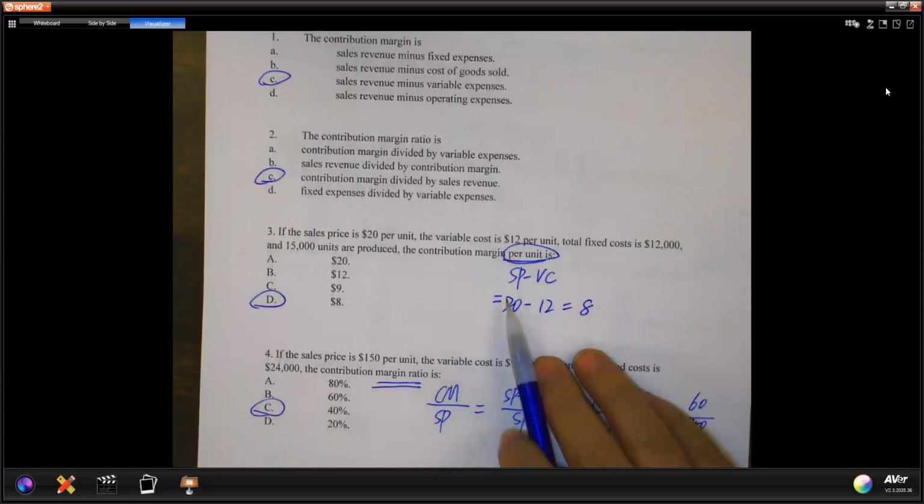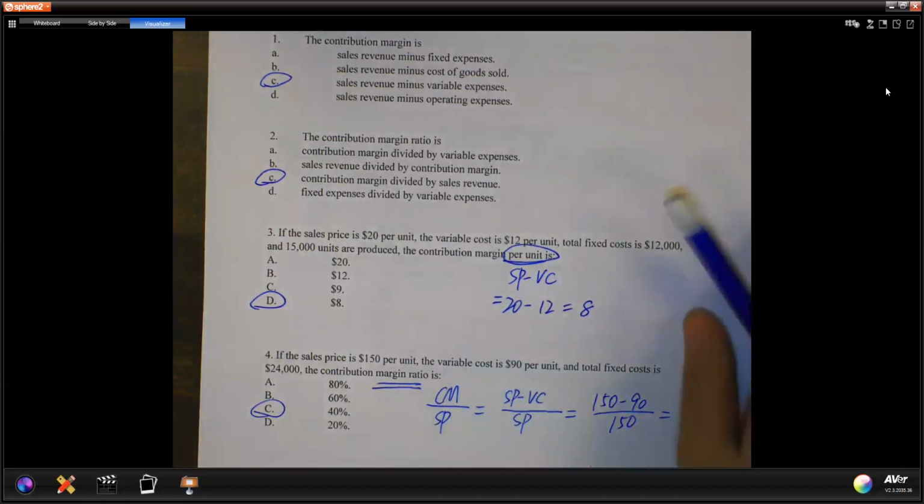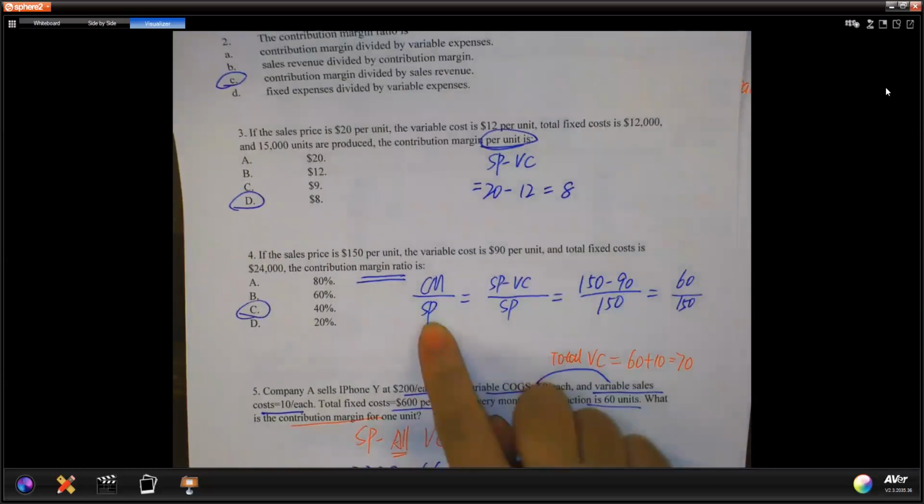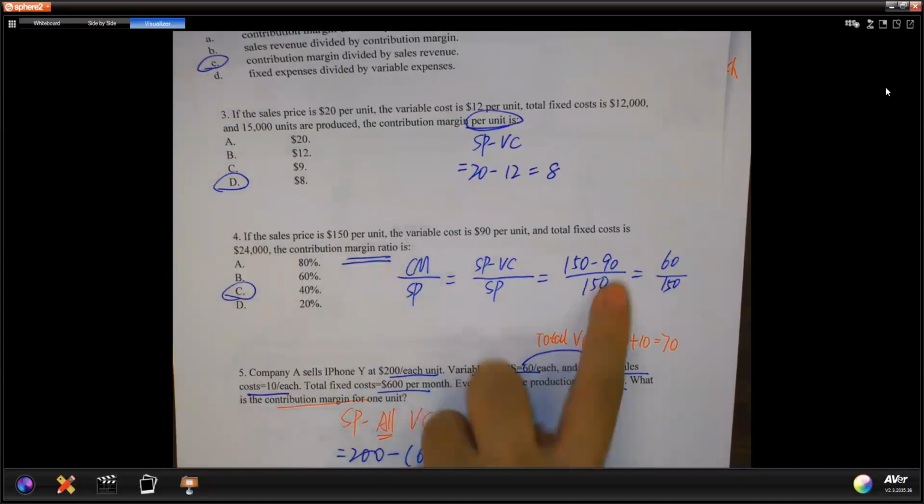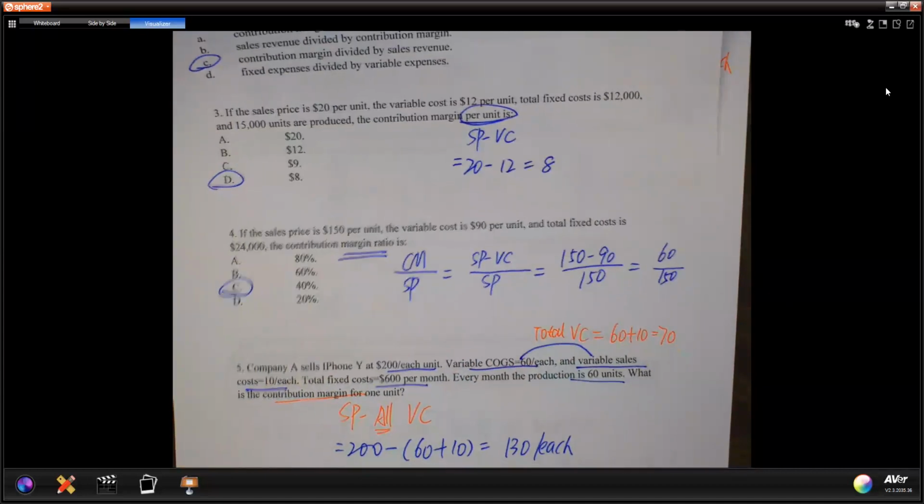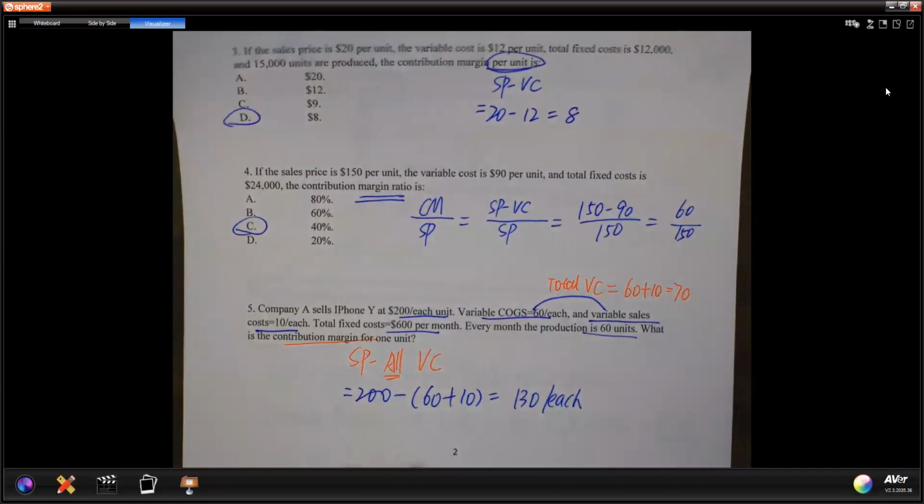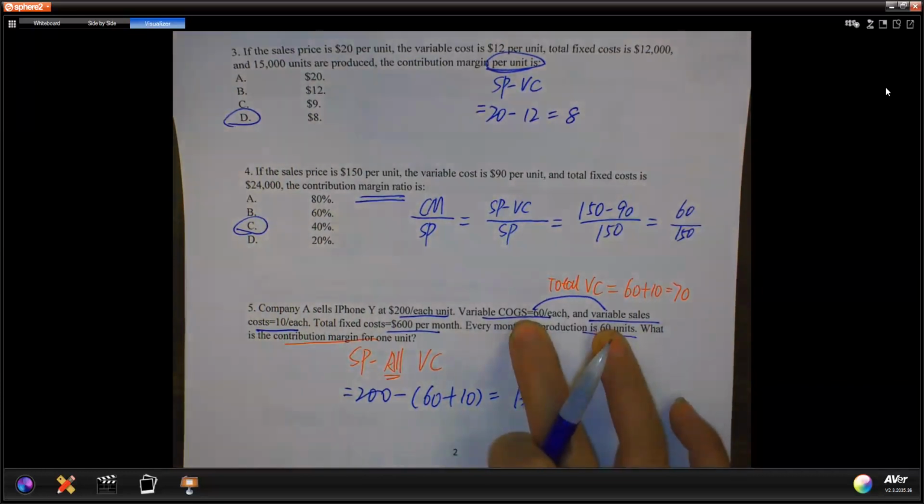And then question 3 is just about calculation. Contribution margin per unit is your selling price minus the variable cost. So I'm not going to say too much. Contribution margin ratio is contribution margin divided by your selling price. So that is your 60 divided by your selling price of 150. Next one, talking about contribution margin. The only new thing is that now I give you 2 variable costs.